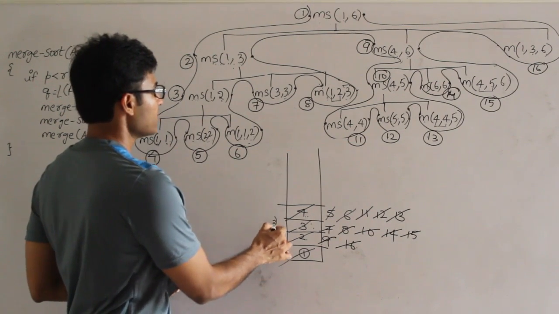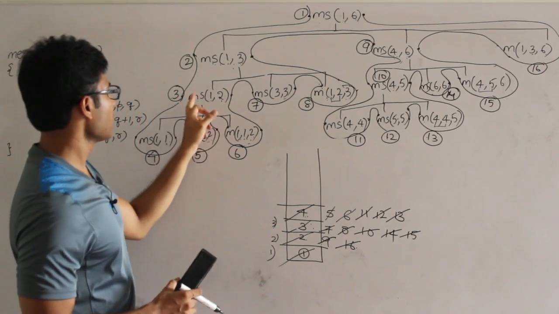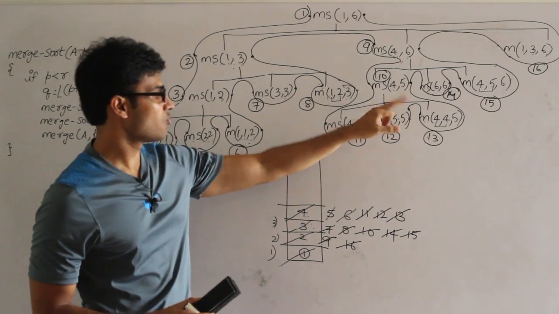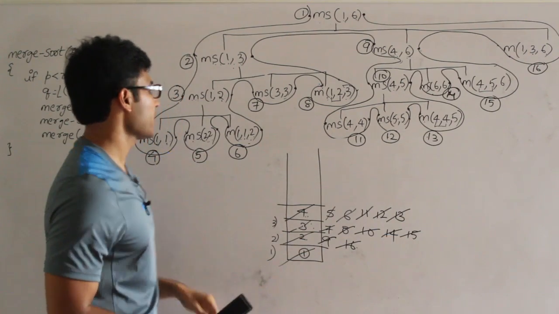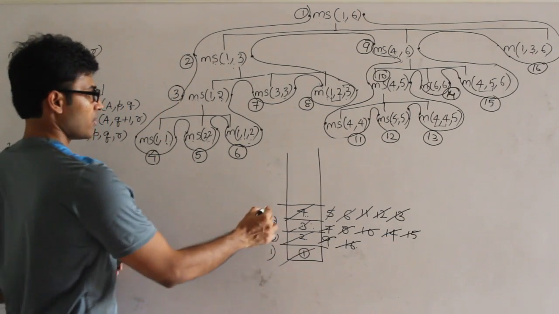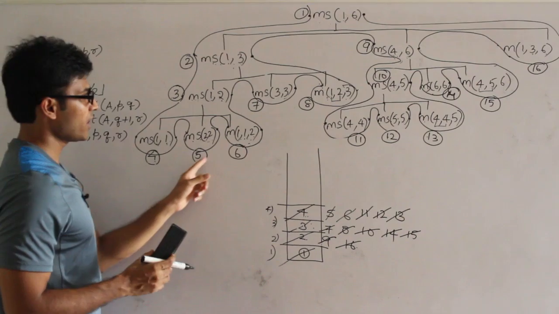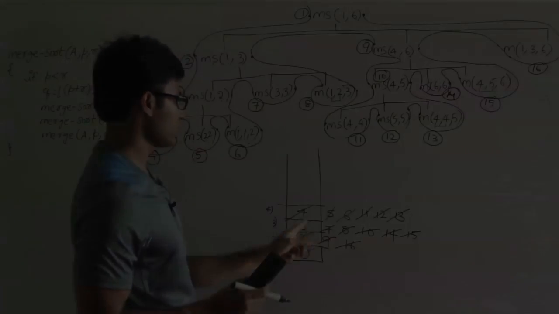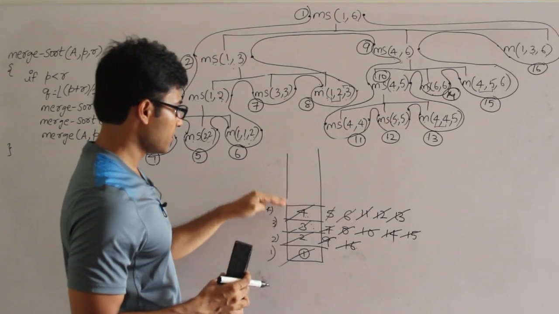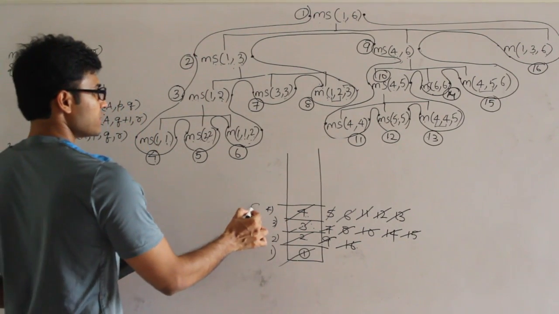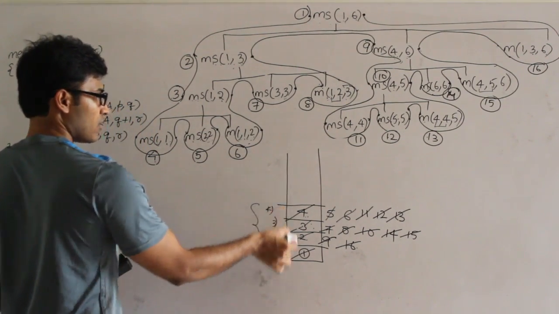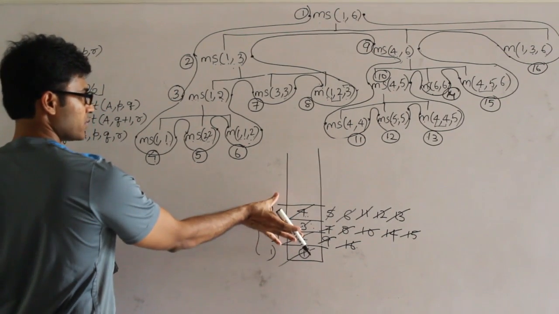And at level 3, how many function calls were there? 3, 7, 8, 10, 14, 15, right? And then at level 4, how many function calls were there? 4, 5, 6, 11, 12, 13. Therefore, the total space required is, even though you had this many functions, all of them are occupying a maximum of 4 cells, right?